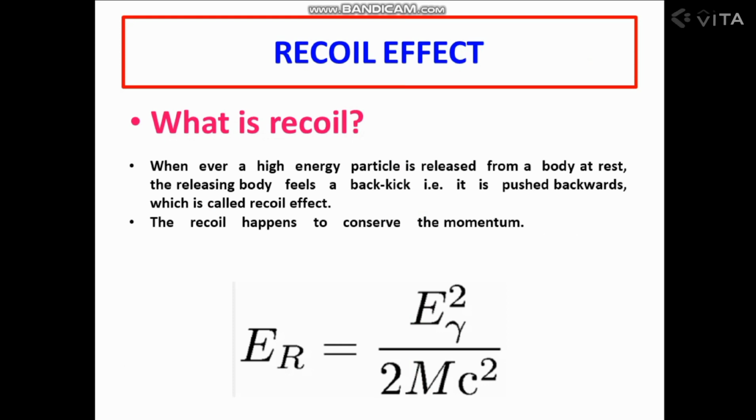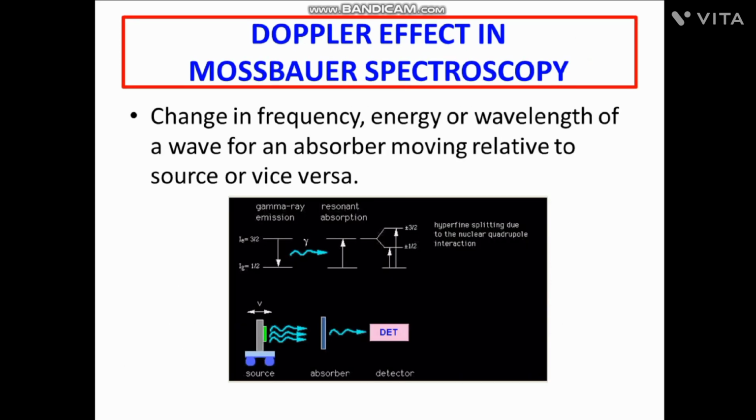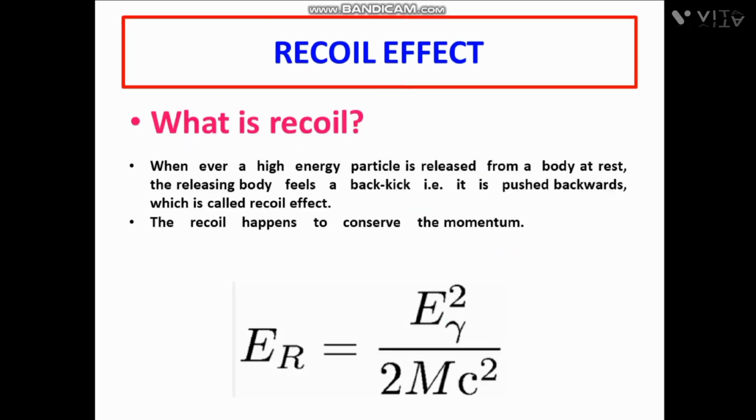Mossbauer spectroscopy is based on the recoil effect, isomer shift, and Doppler effect. We will be seeing them one by one. So what is the recoil effect? Recoil effect means whenever a high energy particle is coming out from any body, the body is kicked back. For example, when we shoot with a gun, the bullet comes out with high energy and the gun is kicked back. That effect is known as the recoil effect, and some energy is taken up for this recoil.